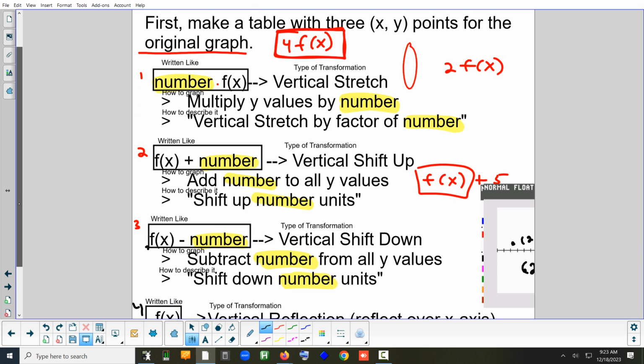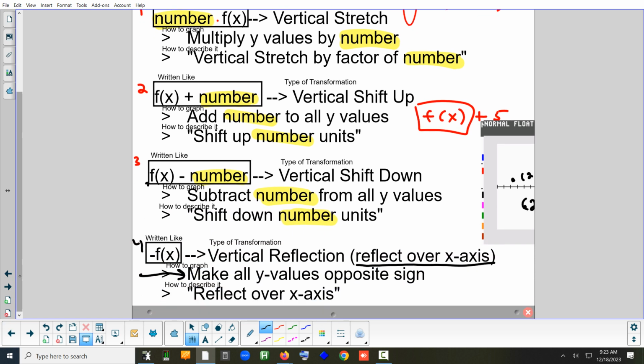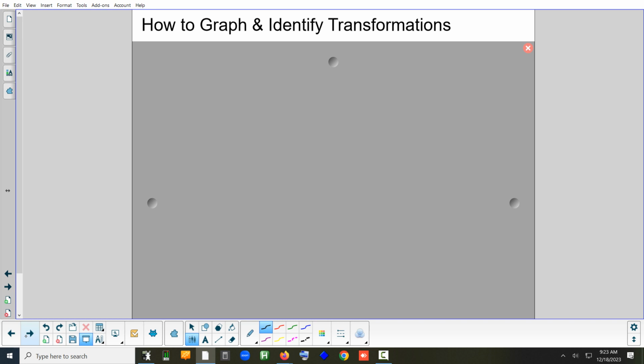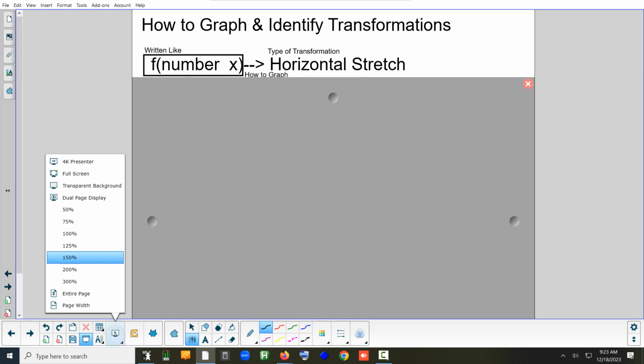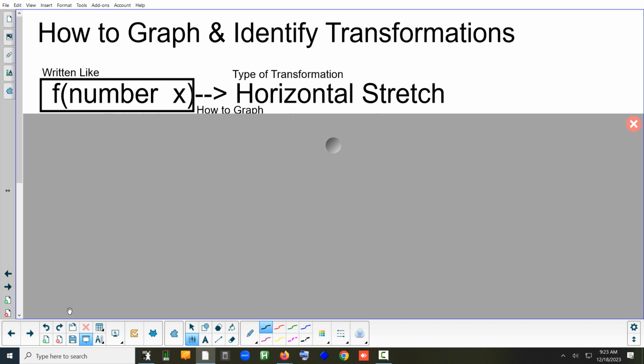Okay, so I gave you guys rows 1, 2, 3, and 4. So now I'm going to start with row 5. The first 4 that we did all have the word vertical in them. These are all going to have the word horizontal. Okay, so the 5 is there. That's row 5 in your table.